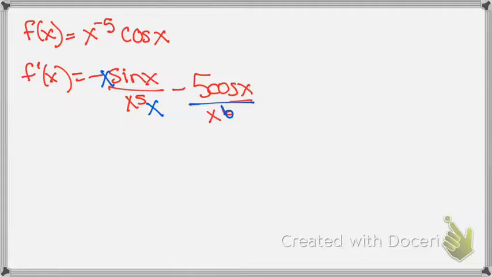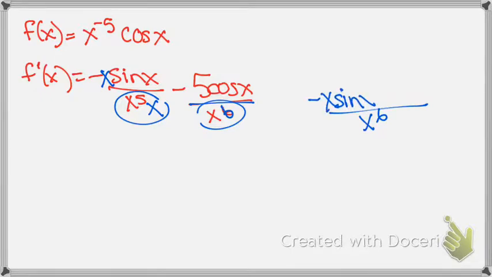I won't put it out front because you might think it's sine x squared. I won't put it out back. So now they both have an x to the 6th on the bottom. And on the top, I have a negative x sine x minus 5 cosine x. That's your derivative. Okay, was that all right?